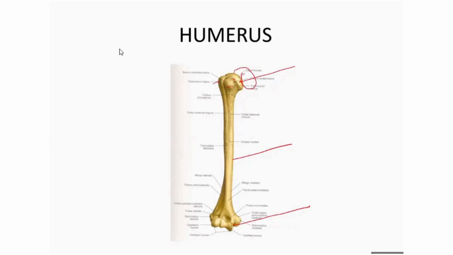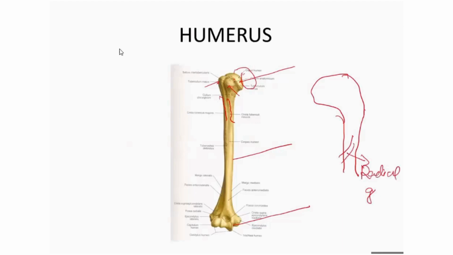There are two projections here, right? One is the greater tubercle, the other is the lesser tubercle, and this area is called the bicipital groove. See the surface; you can see one more groove. That groove is called the radial groove, which lodges the radial nerve and the profunda brachii artery. We will discuss it along with the triangles. For the time being, remember the bony structures.